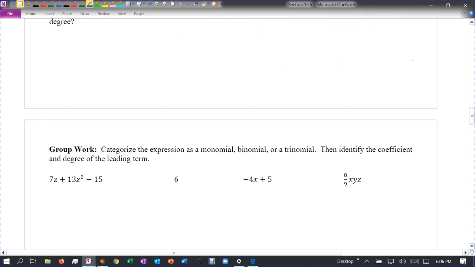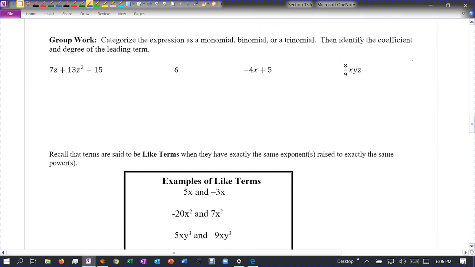All right. So in this, we're going to look at these examples. We're going to classify them as either monomial, binomial, or trinomial, and then identify the coefficient and degree of the leading term. So for this first example, I have 3 terms, 1, 2, 3. So it's a trinomial. The leading term is this right here because it has the highest power of z. So my coefficient is 13. There's our leading term, and our leading coefficient is the number 13.